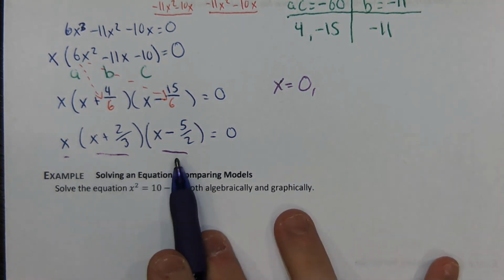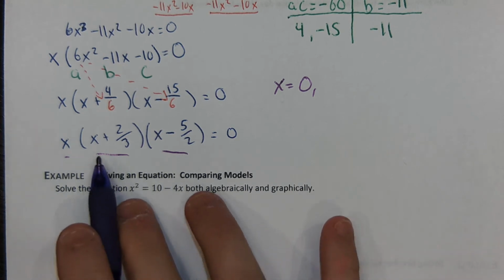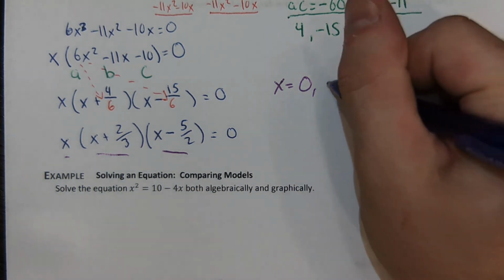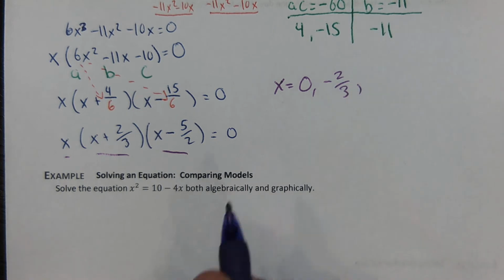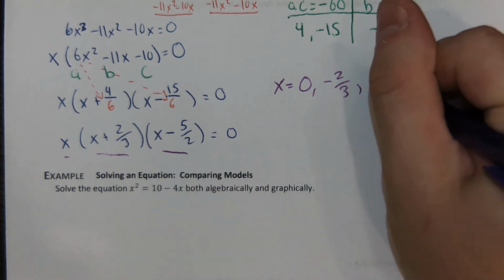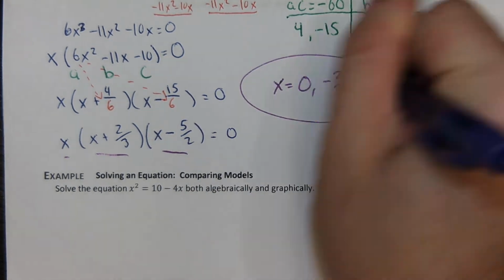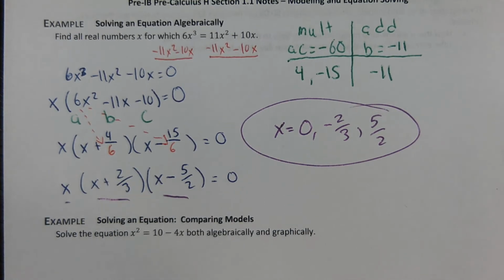And for these, we could say whatever makes the inside equal 0, which means just switch the sign. So negative 2/3 and positive 5/2. Those will be your 3 solutions to that equation. Boom.